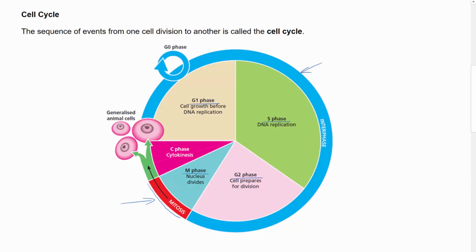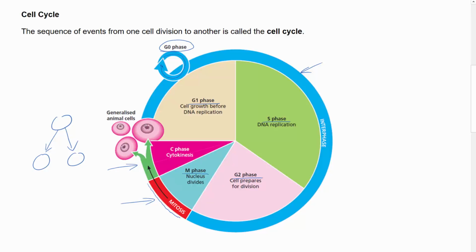The very final stage of cell division after mitosis is called cytokinesis, and that's where one cell actively splits into two cells following mitosis. In addition to these five phases, there is another phase called the G0 phase.